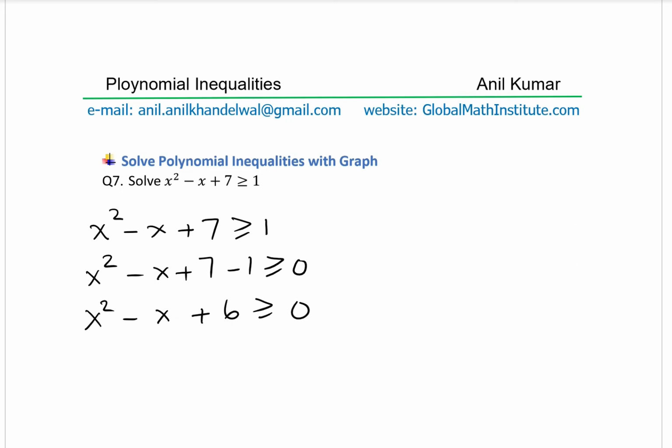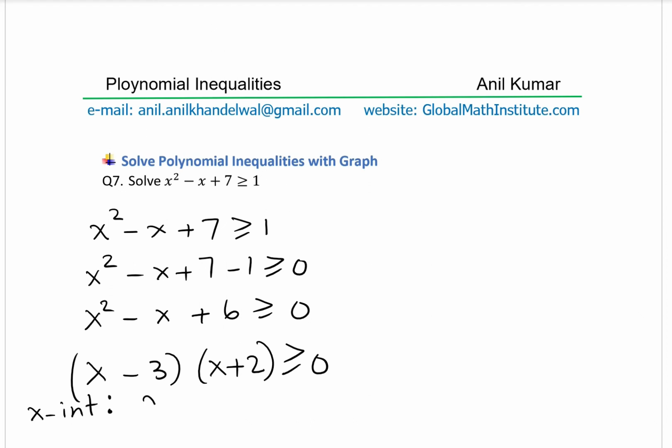6 can be factored. We need minus 1 here. So 6 minus x minus 3, 3 and 2 will work, right? And x plus 2 should be greater than equal to 0. So that gives you two zeros, the x-intercepts. So let's write down, x-intercepts are at x equals to 3 and at x equals to minus 2.